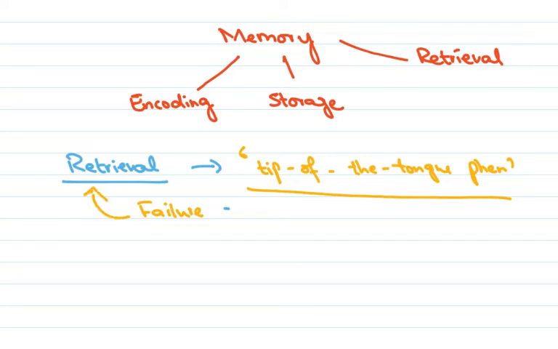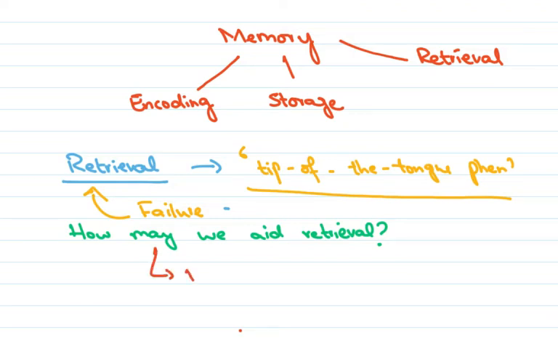This may lead us to a question, which is: how may we aid retrieval, right? So one of the ways that you can aid retrieval is through reinstating the context in which you made the memory, or in which you created the memory code, right? So if you reinstate the context, that really helps.